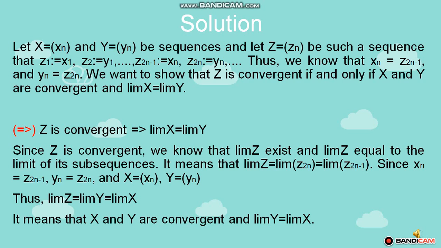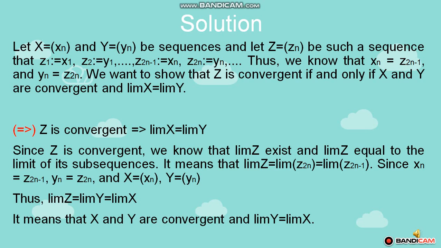We know that the problem is a case of if and only if. So, in the case of if and only if, we have to show the statement from the left side to the right side, and otherwise, we have to show from the right side to the left side. In the first part, we show from the left side to the right side: big Z is convergent, then limit big X equals limit big Y.